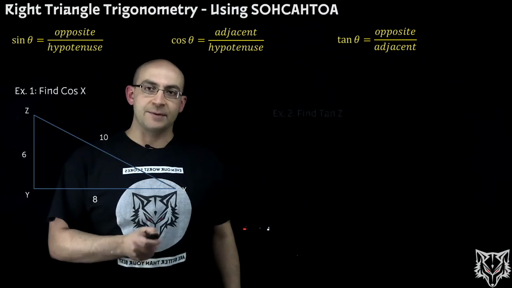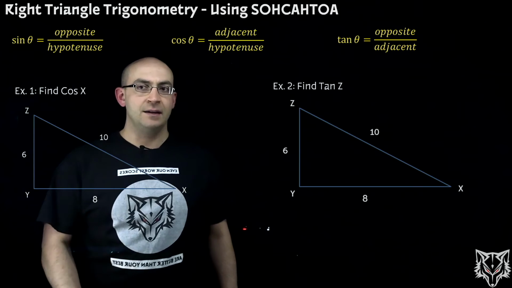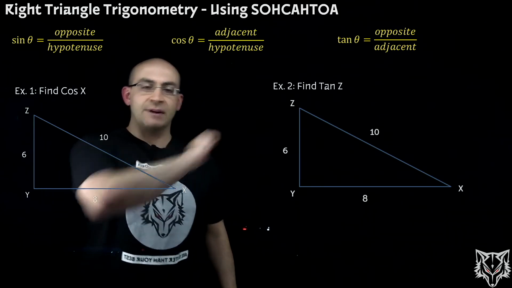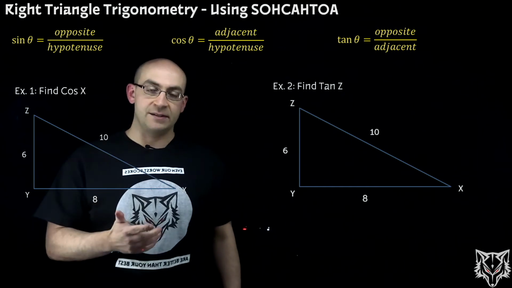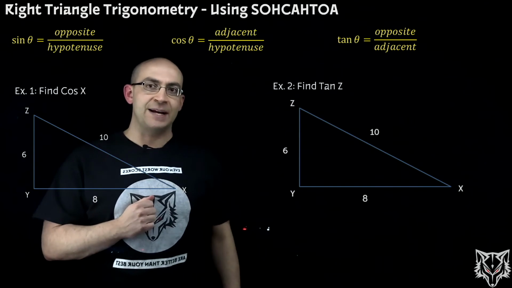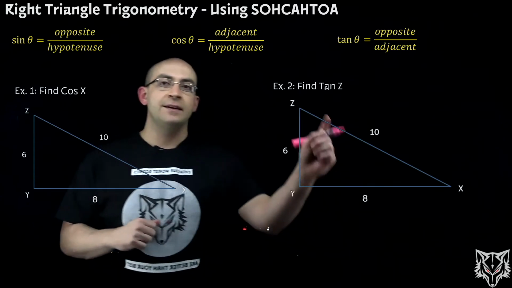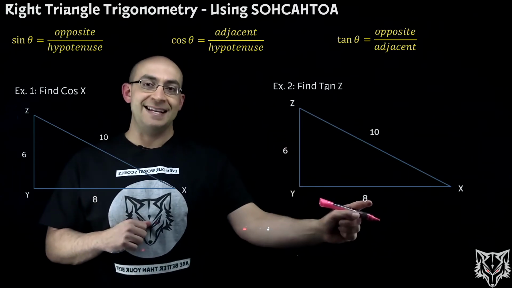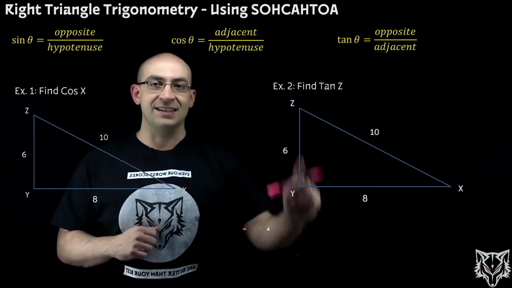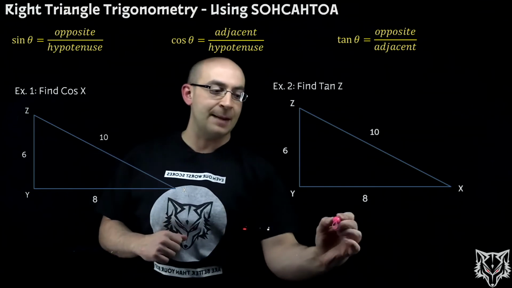Let's try our second example. In this example, I want to find tangent of z. Very similar to our first example, but this time I'm looking for the reference angle z, where that vertex is, and I want tangent. Take a look above: tangent is opposite divided by adjacent. So let's label our side measurements with z as our focal point. The 8 is across the way and doesn't touch that angle in any way, shape, or form, so 8 is what we label as our opposite side.